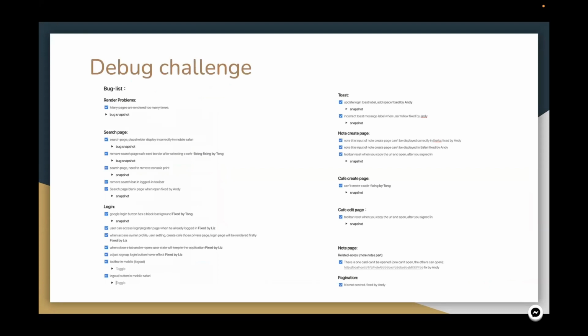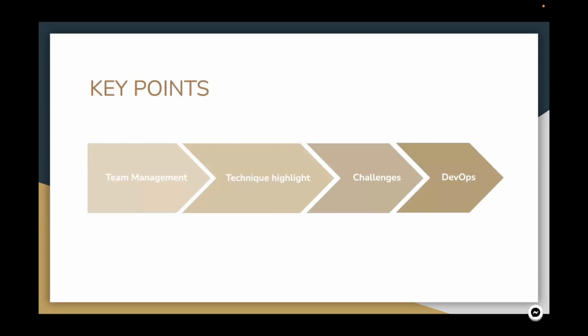And for the debugging challenge, in the past few months we fixed many bugs, but especially in the past two weeks there were many bugs, because we tried to merge different branches into the dev branch and then into our main branch. So many bugs emerged. All of us had to do some research, because many bugs were not that clear. We had to find out the original reasons for the bugs and how to solve them. So let's go to the DevOps part.